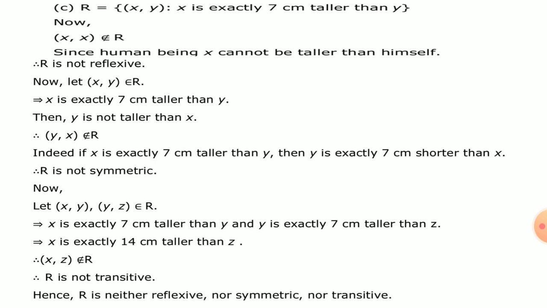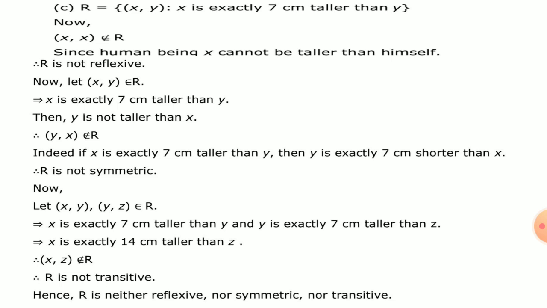Now let (x, y) belong to R. That means x is exactly 7 centimeter taller than y. So then y is not taller than x. Therefore (y, x) does not belong to R. Next, if (x, y) belongs to R, so x is exactly 7 centimeter taller than y, then y is exactly 7 centimeter shorter than x. So therefore R is not a symmetric relation.